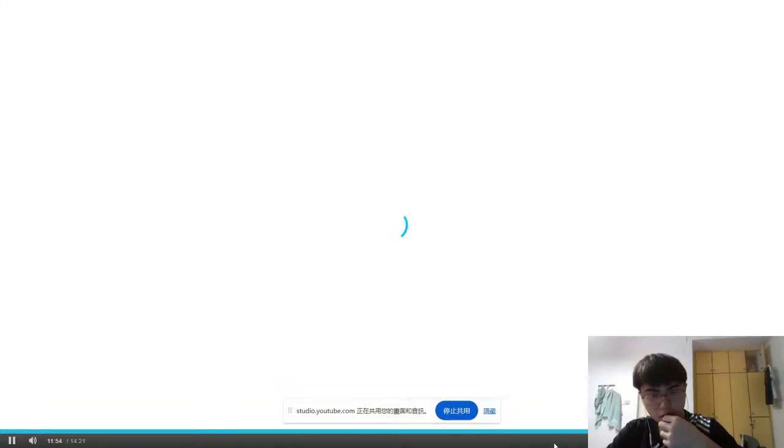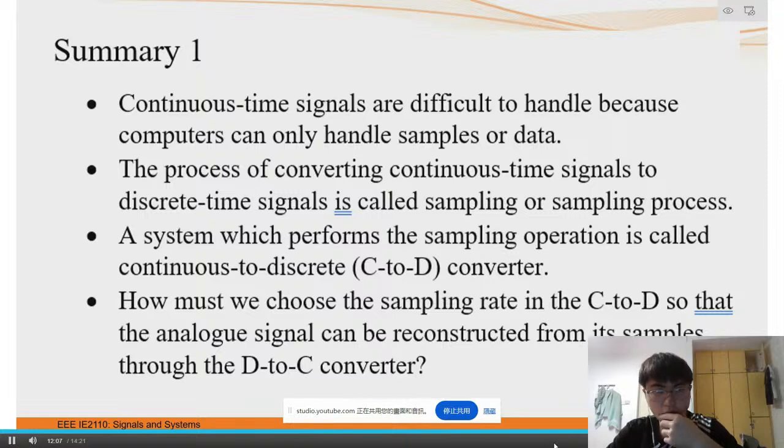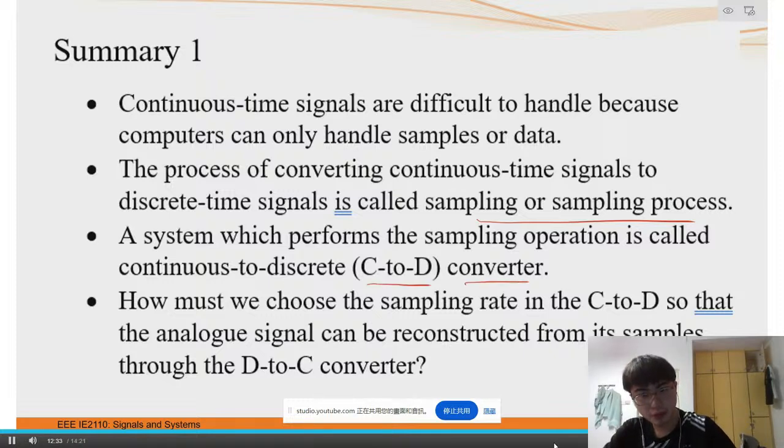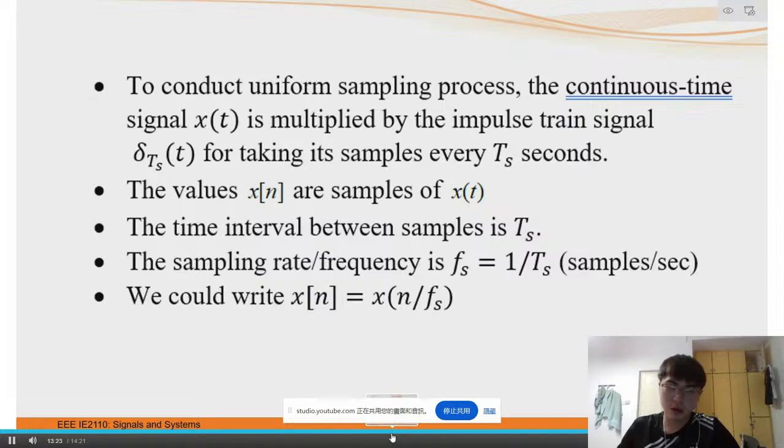And this makes it less difficult to handle, because digital computers can only handle samples of data. The process of converting a continuous-time signal to a discrete-time signal is called sampling. A system which performs the sampling operation is called a continuous-to-discrete converter, or C to D converter. How must we choose a sampling rate in the C to D so that the analog signal can be reconstructed from the samples and low-passed by the impulse train signal? Sometimes we call this ideal.